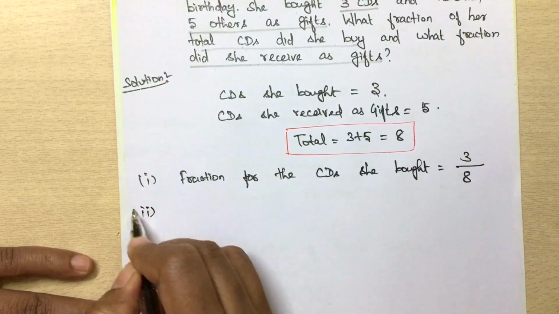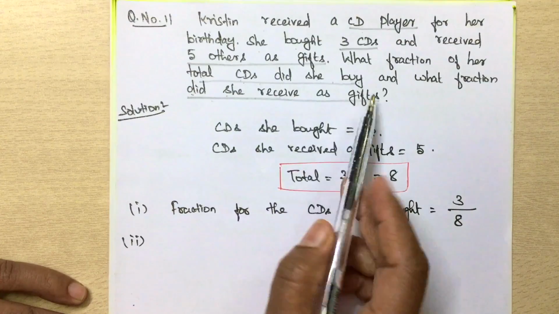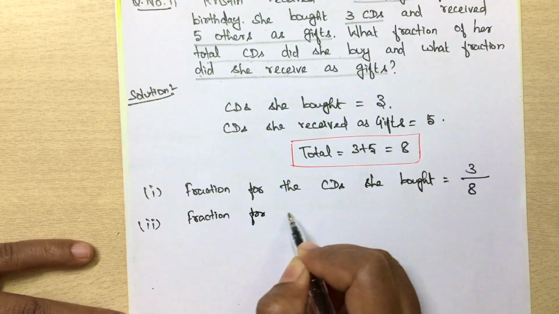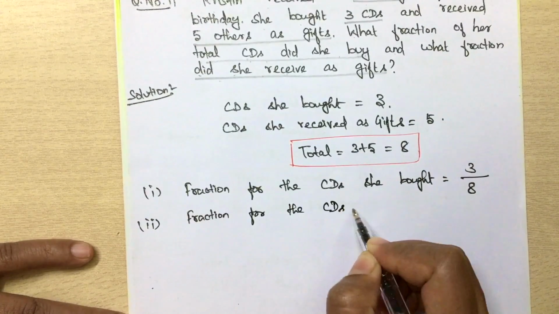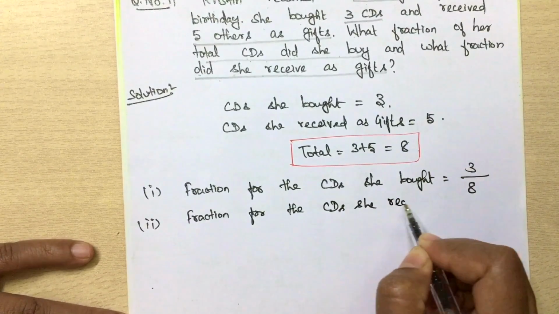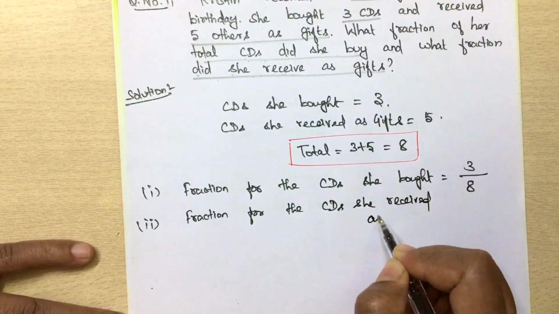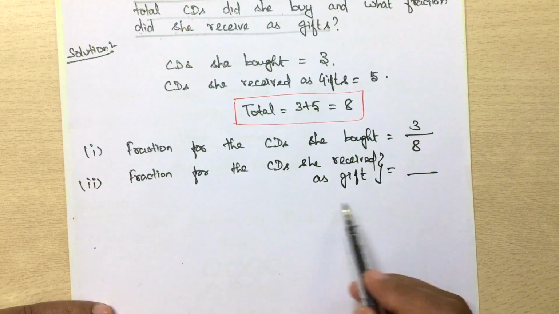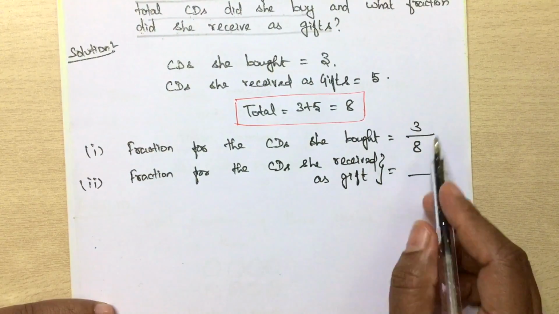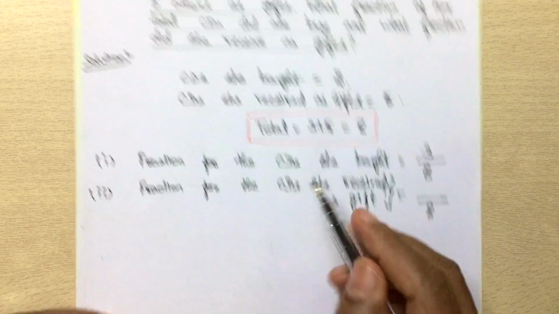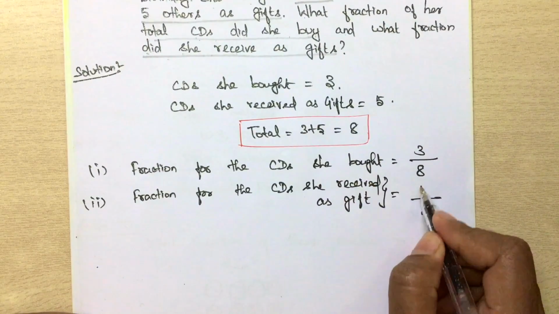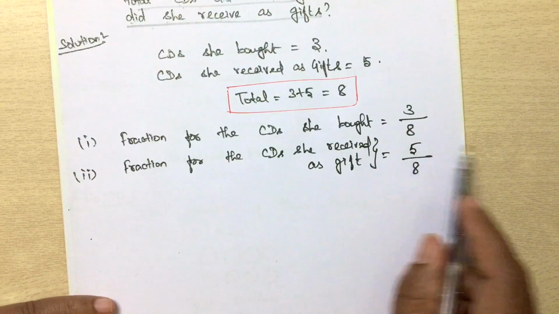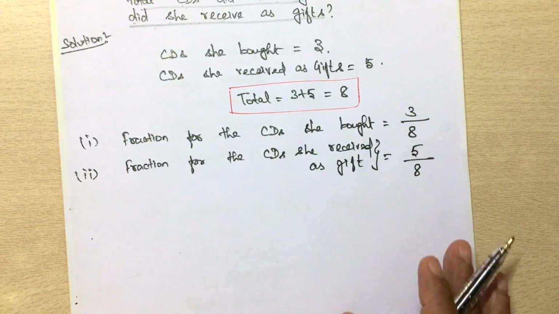The second one is you have to find the fraction she received as gifts. So the fraction for the gifts she has received. How to find the fraction? Total is again 8. How much has she received as gifts? It is 5. And again 5 and 8 you can't simplify further, so leave it as it is. So this is the final answer.